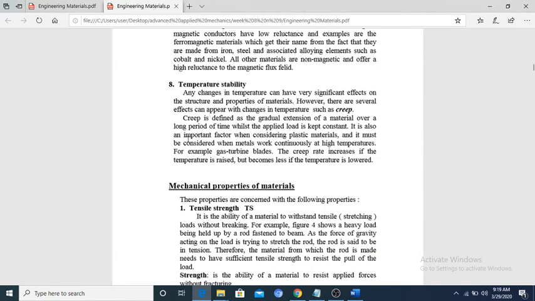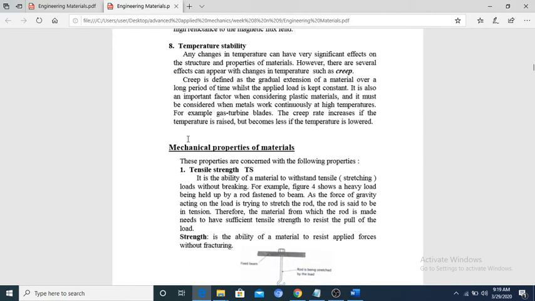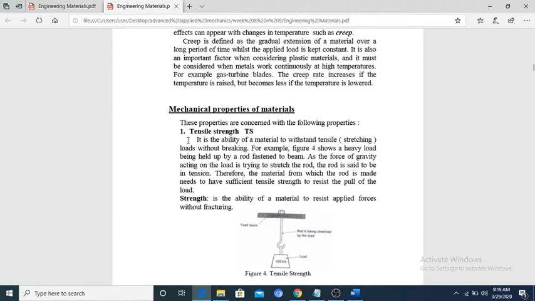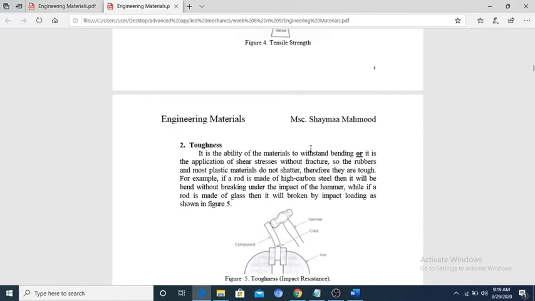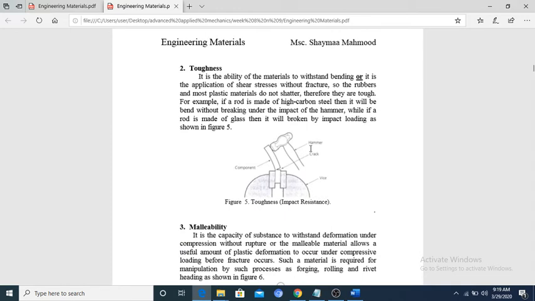So what are the mechanical properties of materials? They consist of tensile strength. This is the test to get the tensile strength for this metal. Strength is the ability of a material to resist applied forces without fracturing. So what is toughness? The ability of a material to withstand bending, or the application of shear stresses, without fracture.